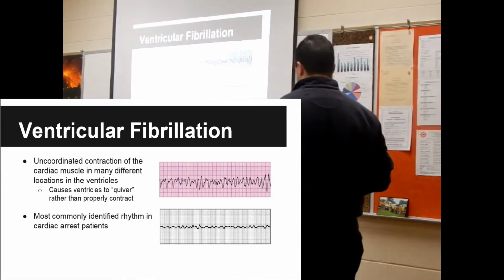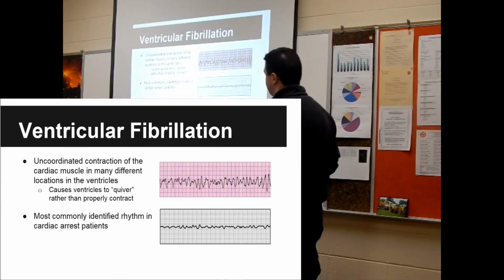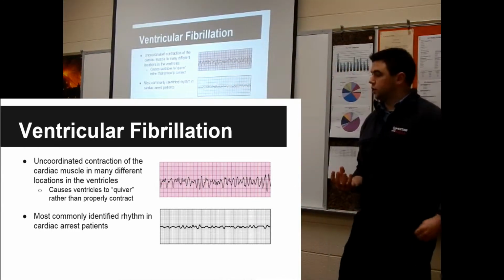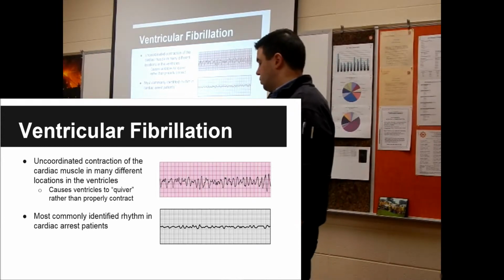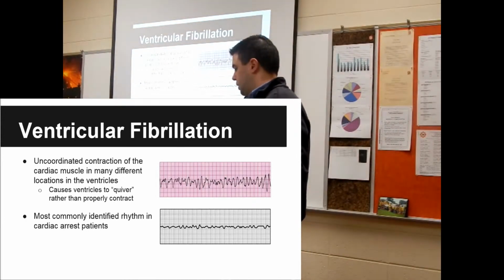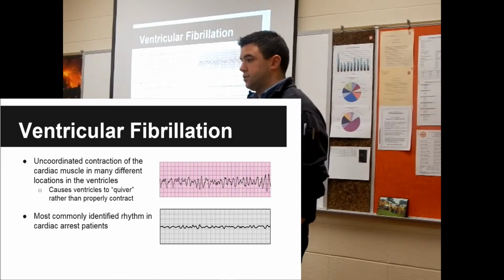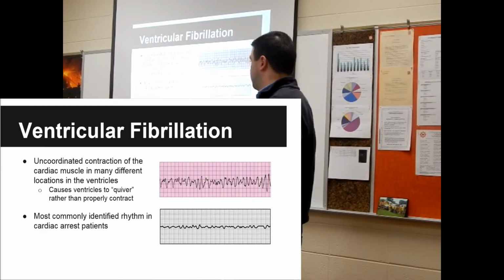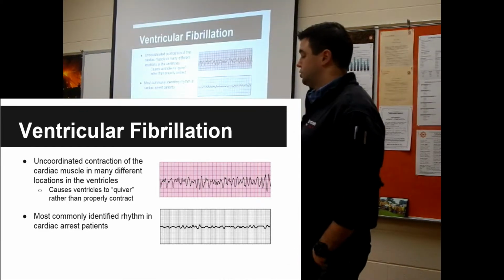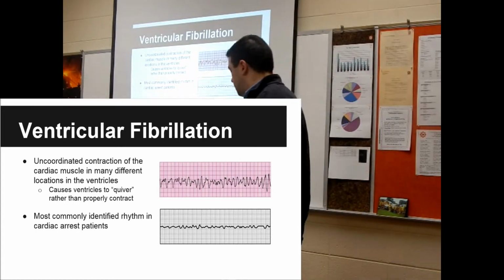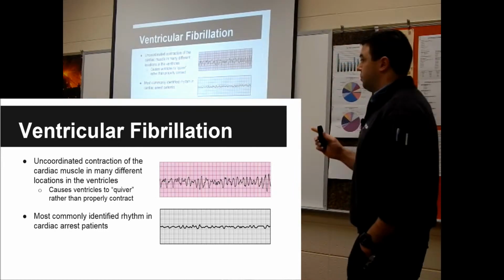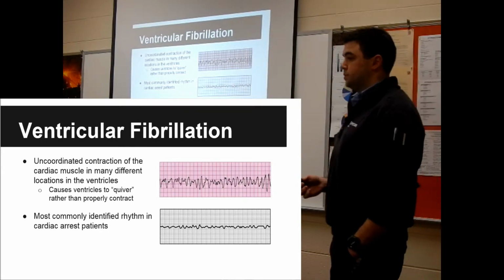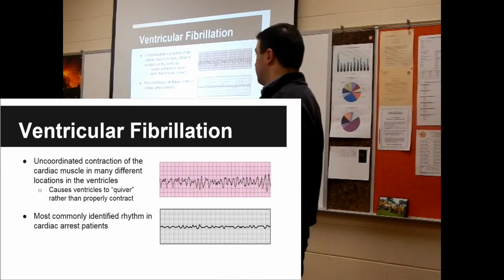Vfib. This is multiple signals being fired from the ventricles. Essentially your heart's quivering, and it has the same impact, where you can't allow for filling from the atriums with each expansion. So when it contracts, there's no blood to eject. You're not going to have a pulse. They're not going to stay in this for very long, but it's the most commonly identified rhythm in cardiac arrest patients, and it's one that we can work with really well.